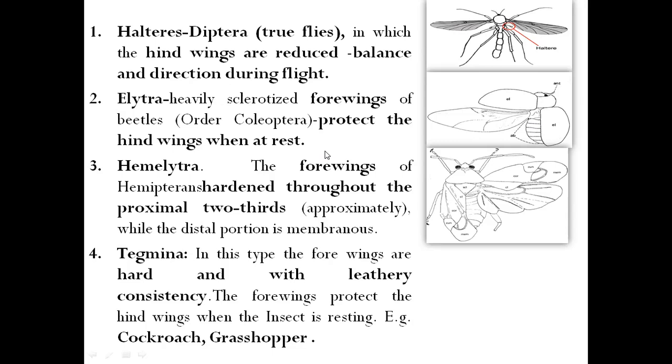Okay, now the hemielytra. What does hemielytra mean? The forewings are thick like elytra, and the remaining half part is membranous, that is called hemielytra. The thickened portion is again divided into corium, clavus, cuneus, and embolium. Okay, and they are useful for protection and flight. Tegmina means the forewings are hard, leathery, and tough, and they protect the membranous hind wings. Example: the cockroach and grasshopper.